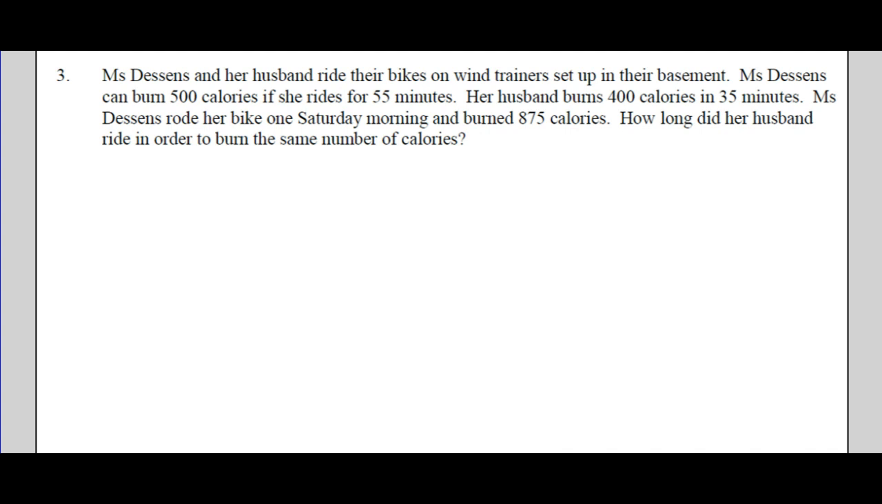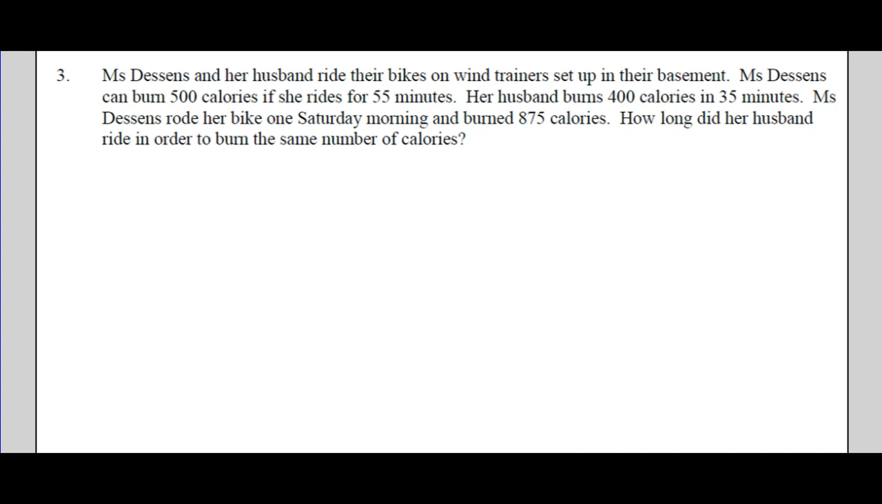Ms. Dessens and her husband ride their bikes on wind trainers set up in their basement. This is actually true. Ms. Dessens can burn 500 calories if she rides for 55 minutes. Her husband burns 400 calories in 35 minutes. Ms. Dessens rode her bike one Saturday morning and burned 875 calories. How long did her husband ride in order to burn the same number of calories? That's one of those oh my god questions, right? There are so many numbers and stuff.